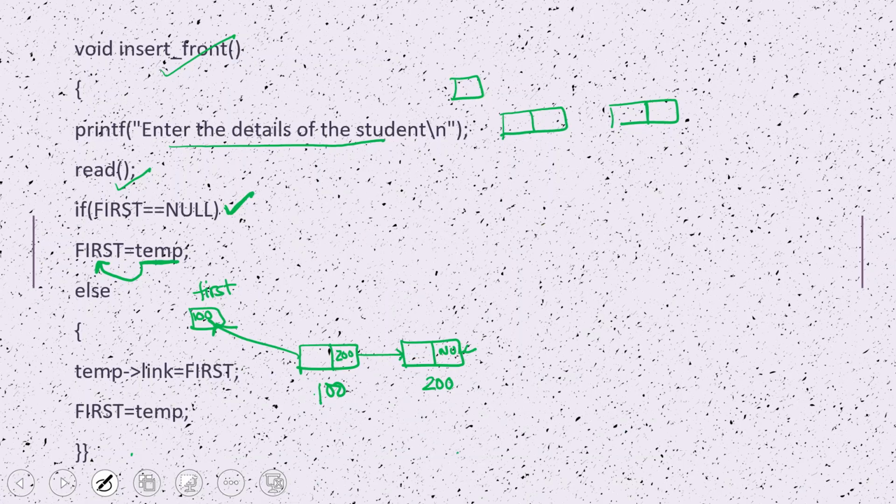Now I want to insert a temp node in the beginning, insert at the front. So if I insert this temp node, temp of next should be pointing at first because this is first. And now temp will become the very first. That is what is happening over here. Temp of link is first, and temp will be now assigned to first.